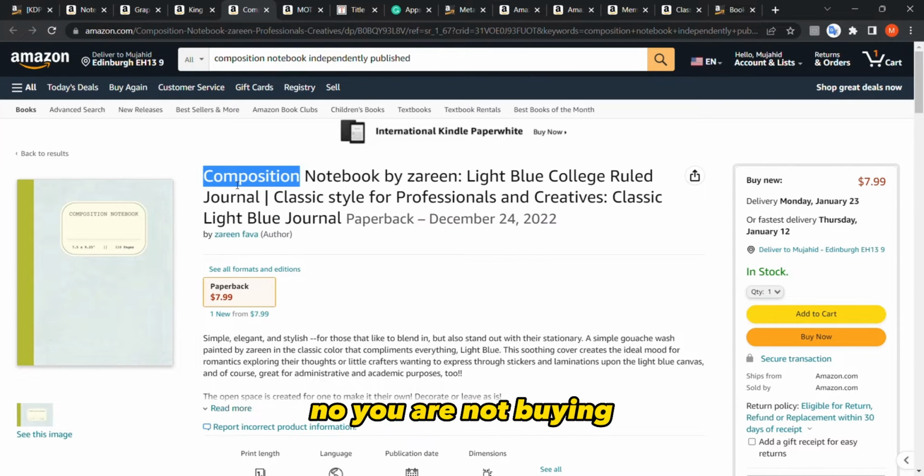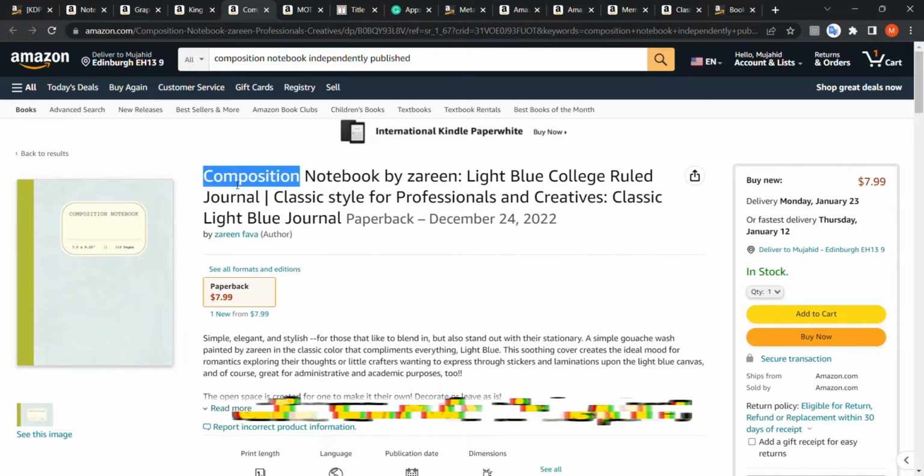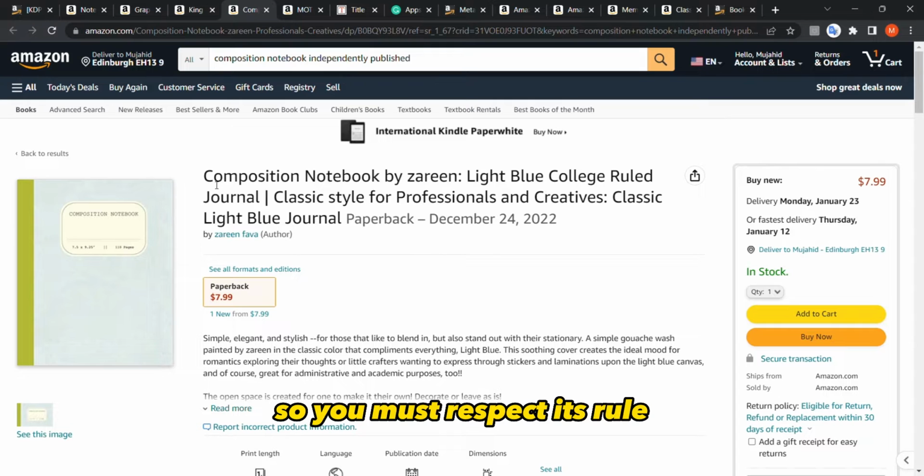No, you are not buying in your neighbors' shop. It's Amazon. It's the biggest online marketplace on the planet. So you must respect its rules.